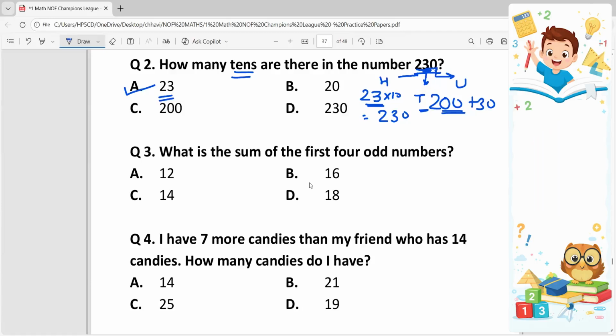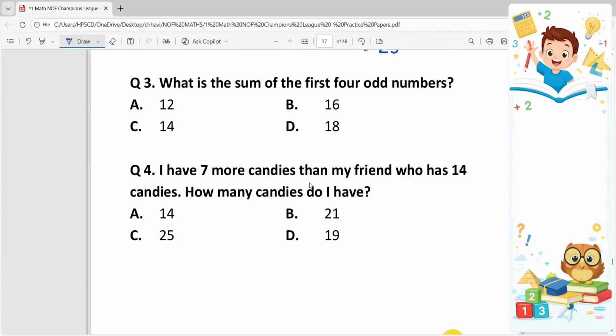Question number 3. What is the sum of the first 4 odd numbers? What are the first 4 odd numbers? 1, 3, 5 and 7. Now we have to add all 4. Let's use a shortcut: 7 plus 3 is 10 and 5 plus 1 is 6. So 10 plus 6 is equal to 16. So our correct answer is option B.